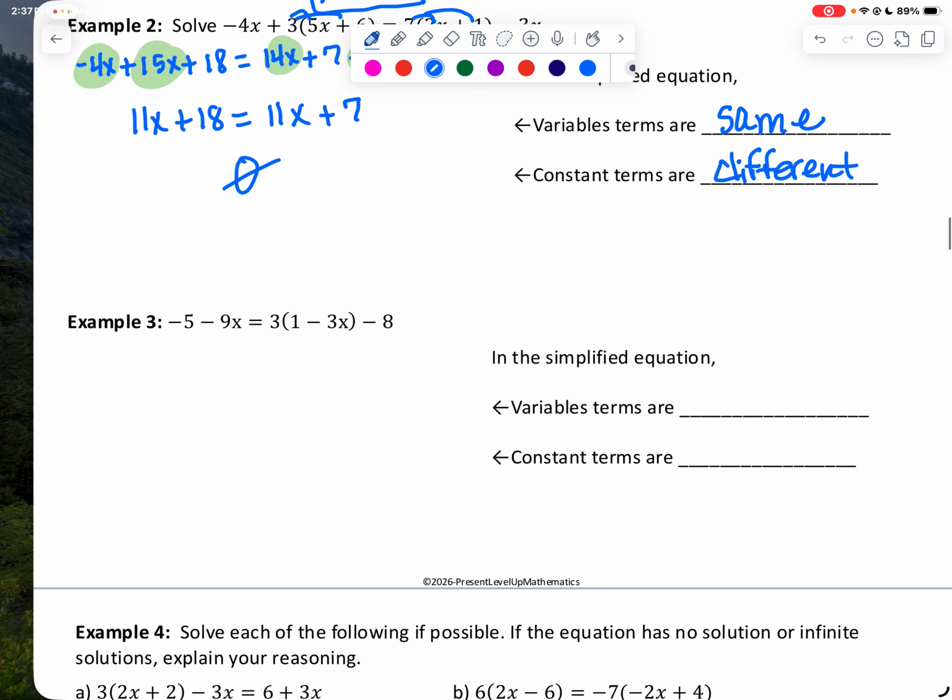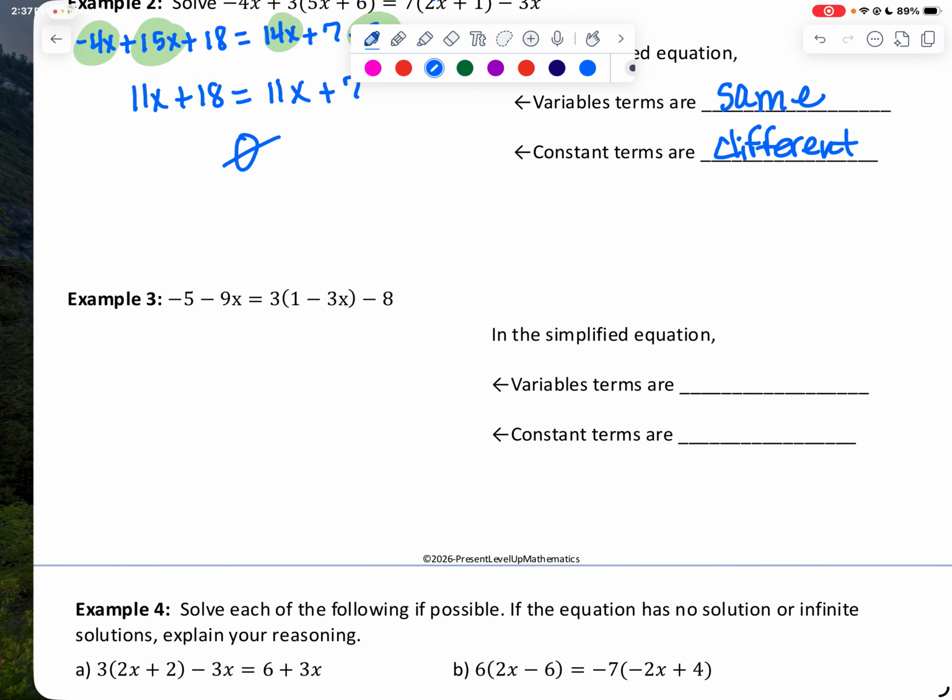All right, example 3. Negative 5 minus 9x equals 3 times the quantity 1 minus 3x minus 8. Let's start by finding our simplified equation. We have negative 5 minus 9x equals, distribute the 3, 3 minus 9x minus 8. Combine like terms. Okay, now we've got our simplified equation.